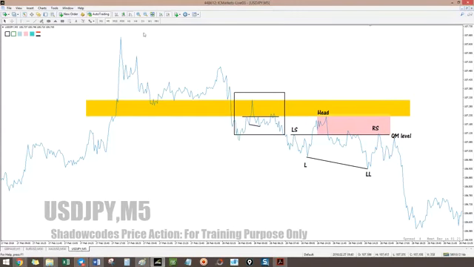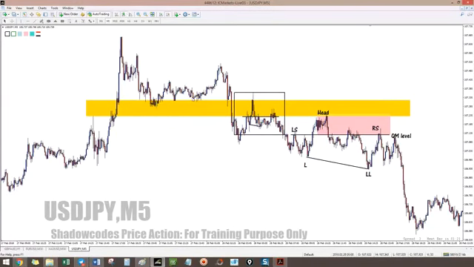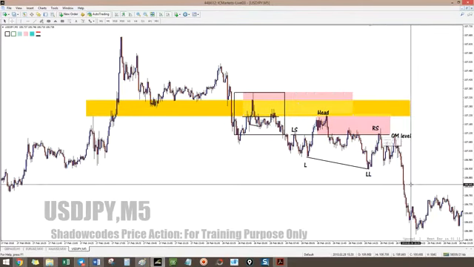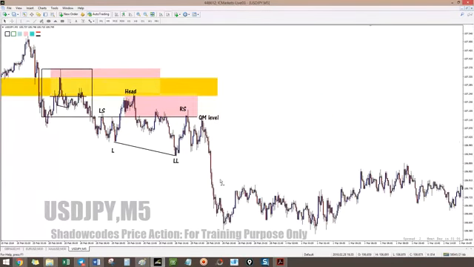Okay, so you can get entry there, right? So your entry will be over here. From up here is your zone, and down to here. You can also get another entry up here and another entry here. A lot of entries you can make actually in Forex.